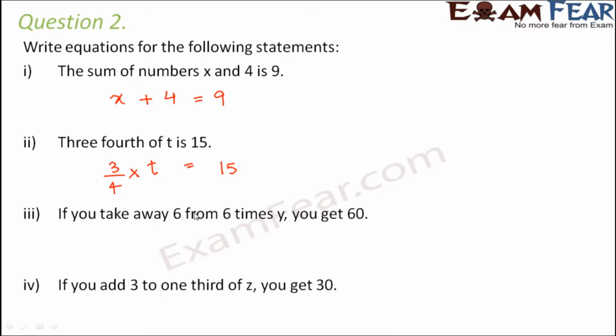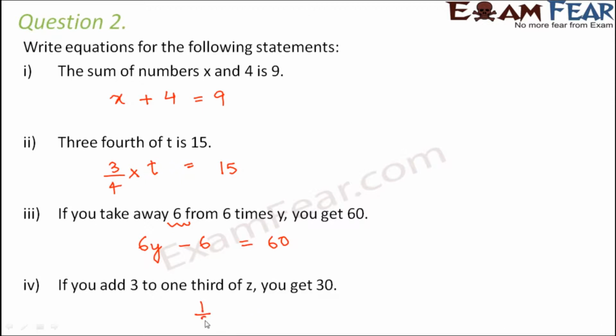If you take away 6 from 6 times y, you get 60. So if you take away 6, that means you are removing 6 from 6 times y. So basically you are subtracting 6 from 6 times y, and what do you get? You get 60.